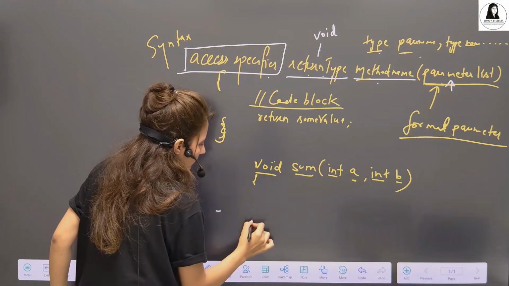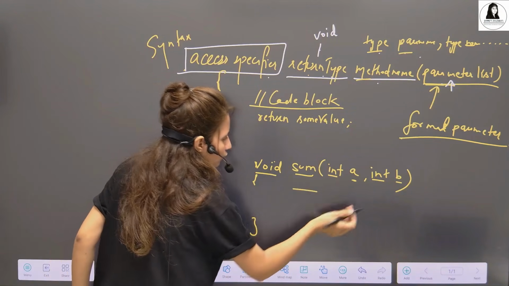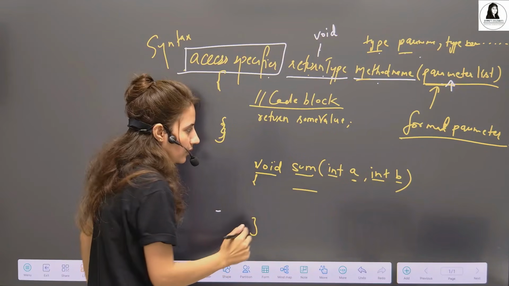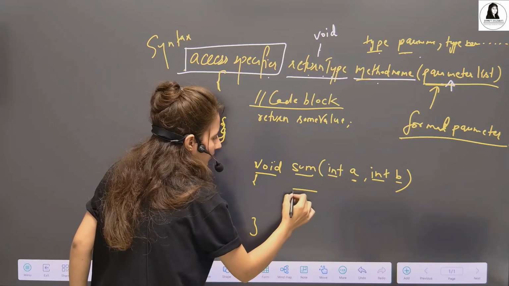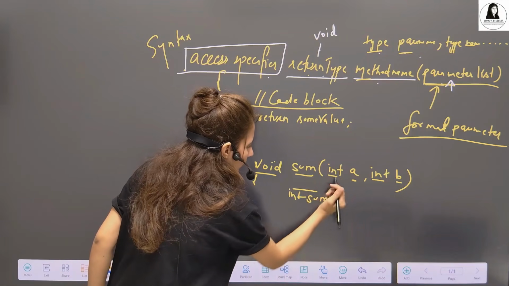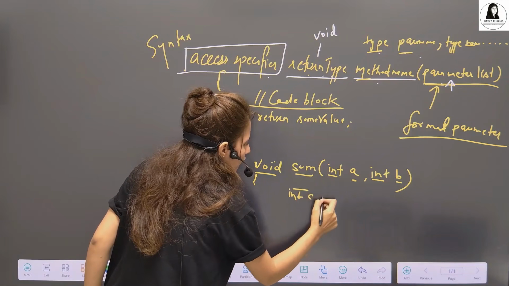Now, in this, you just do something, like how to find out sum, you just do that thing. Okay, like maybe we are passing int a and b, so you can just take like int sum, or we can take a variable name like int c is equal to a plus b.